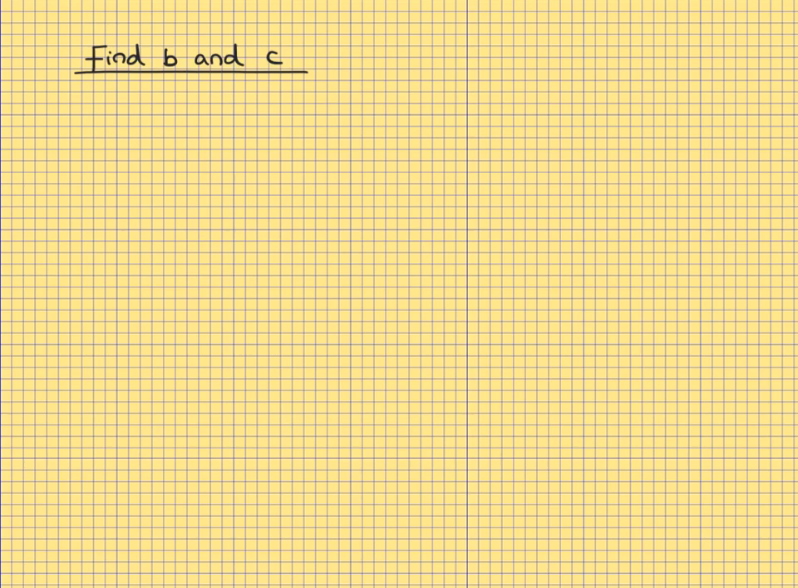So to find b and c, I'm going to set up a short table. N references the term number, so we have a first term, a second term, a third term and a fourth term in this example. Tn references the actual value of the term, so our terms are 6, 11, 18 and 27. I then include another row which refers to n squared.